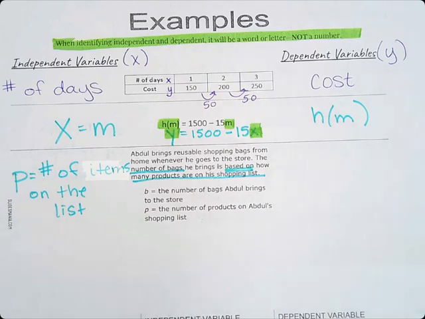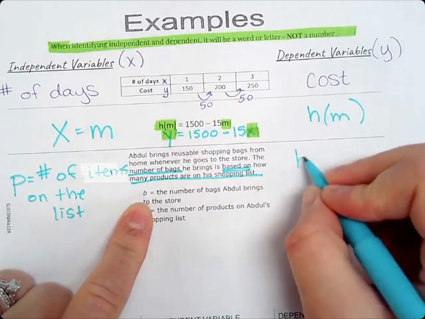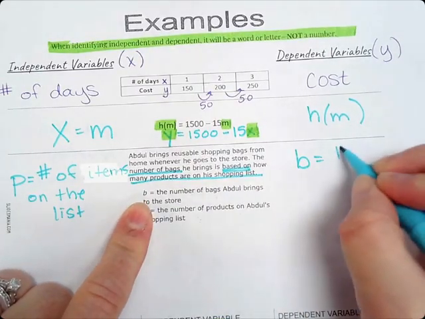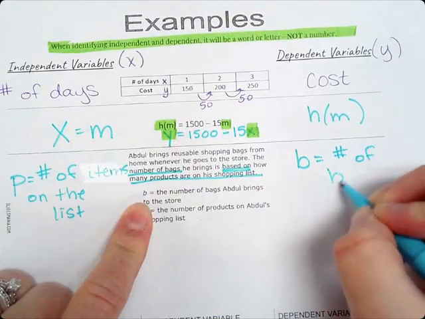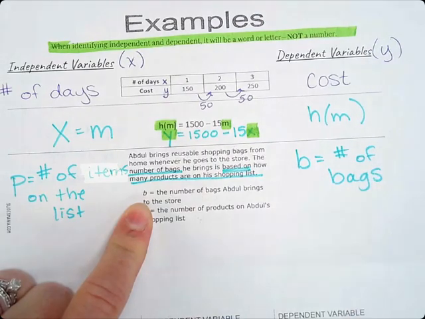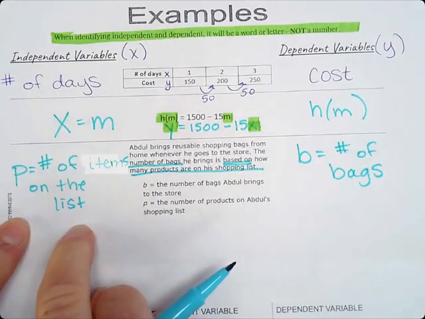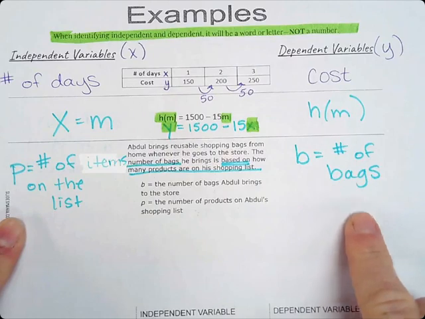You make your shopping list first, and then you say, okay, I have 20 items on my shopping list. I can fit about 4 items per bag. So I know I need to do 5 bags. So this would be B, number of bags. So you make your shopping list first, and then you determine how many bags.